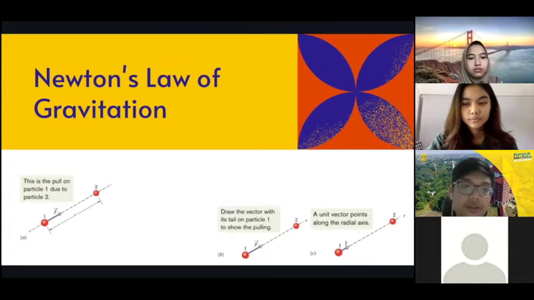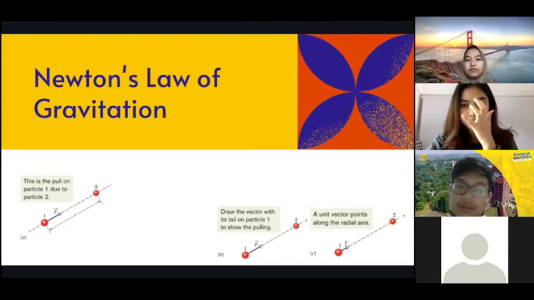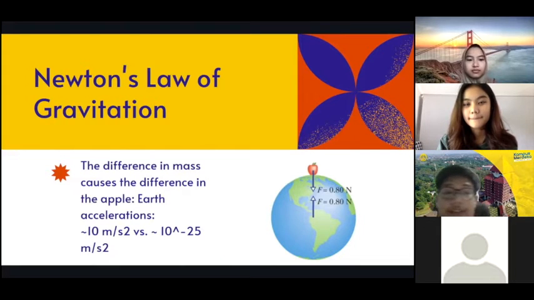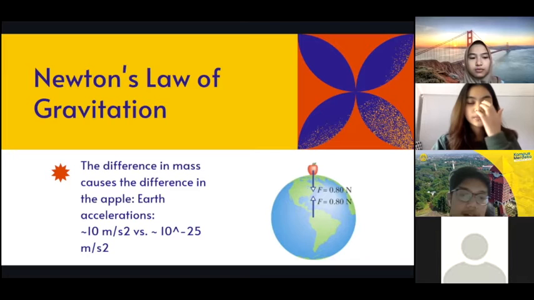So, describing gravitational attraction for objects: a uniform spherical shell of matter attracts a particle that is outside the shell as if all the shell's mass were concentrated at its center. Earth is a nesting of shells, so we feel Earth's mass as if it were all located at its center. Gravitational forces form third-law force pairs. For example, the Earth and apple forces are both 0.8 newton. Next. Because of the difference in mass between the apple and Earth, there is a difference in their accelerations: 10 meters per second squared versus 10 to the power of minus 25 meters per second squared. Next.